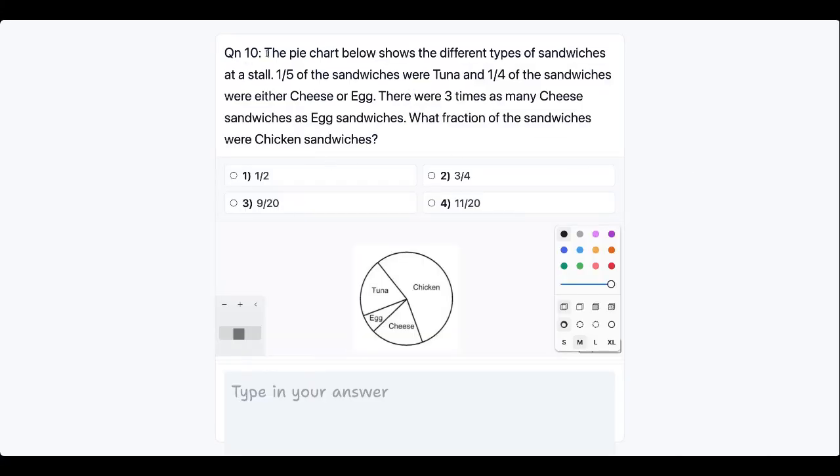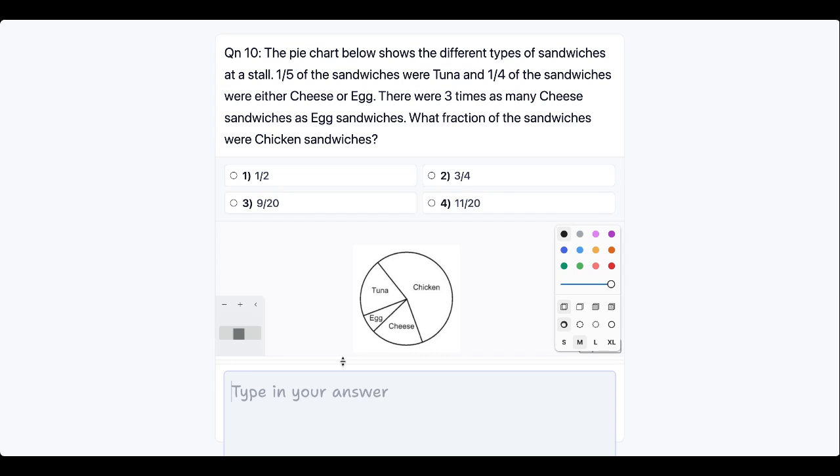Question number 10. The pie chart below shows the different types of sandwiches at a stall. One fifth of the sandwiches were tuna, and one quarter of the sandwiches were either cheese or egg. There were three times as many cheese sandwiches as egg sandwiches. What fraction of the sandwiches were chicken sandwiches?